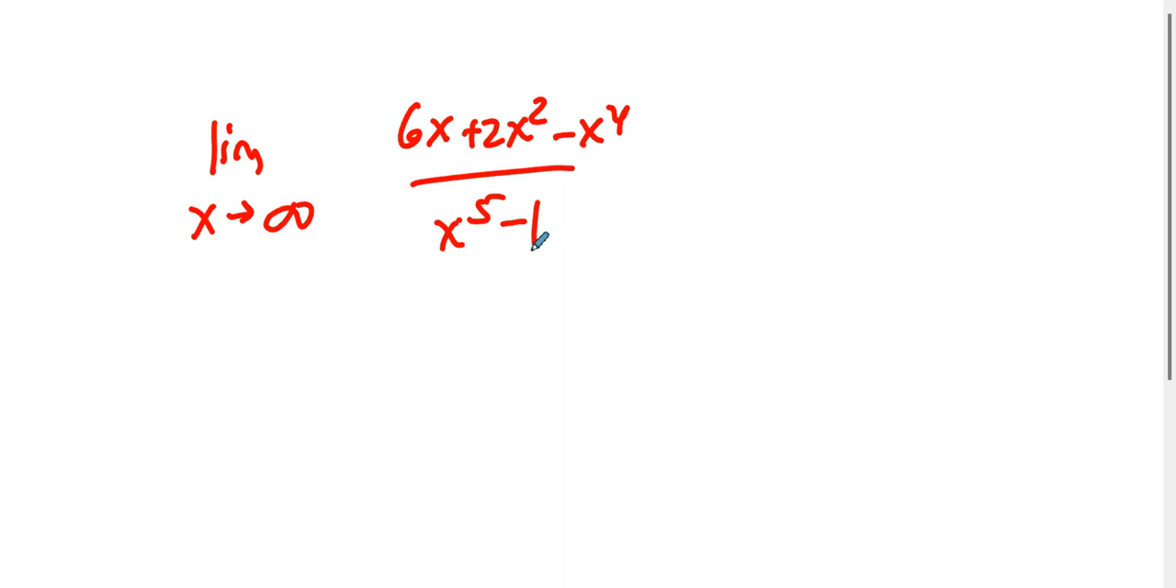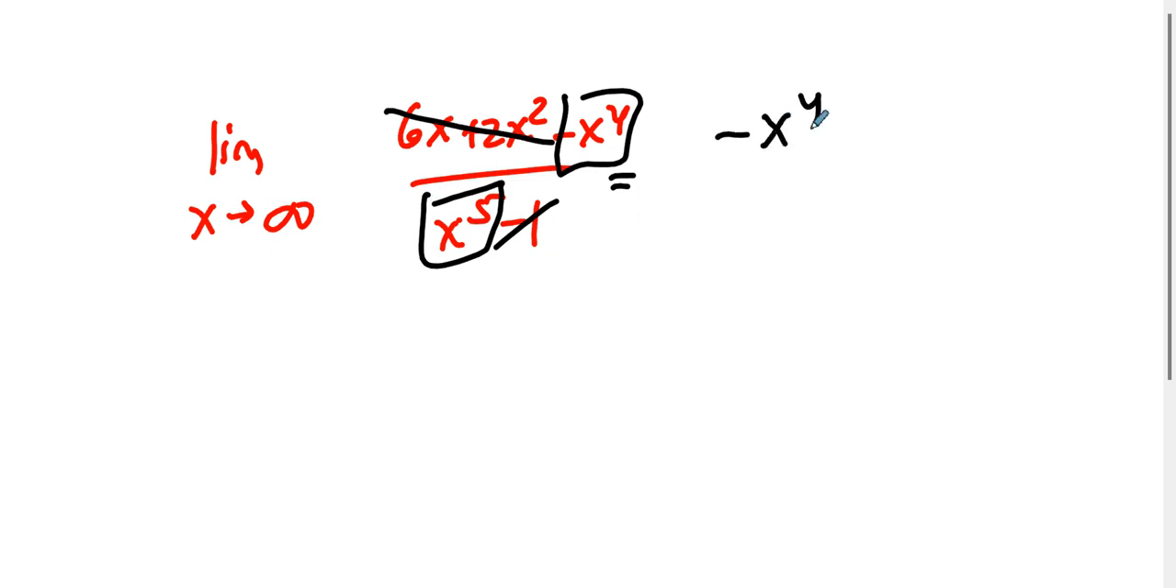So what's going to happen is we're going to have a limit as x approaches infinity, and we're just going to use this principle again. So our highest degree on the top is this one, so let's omit these others. And then for our highest degree on the bottom, we're obviously going to omit the 1, and we're just going to keep x to the 5. So now we have negative x to the 4th over x to the 5th, and this is just going to reduce to negative 1 over x.